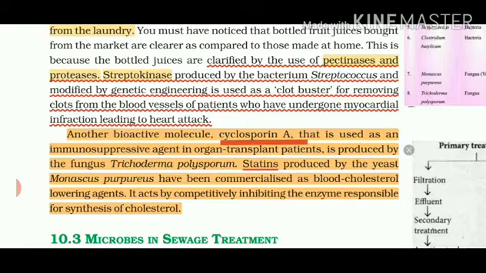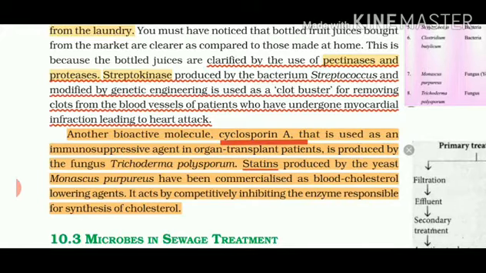If I repeat this, cyclosporin A is used as an immunosuppressive agent. Immuno means immune system, suppressive means which can stop. So when is it used? When there is a transplantation. From where is it extracted? It is extracted from a fungus, Trichoderma polysporum.